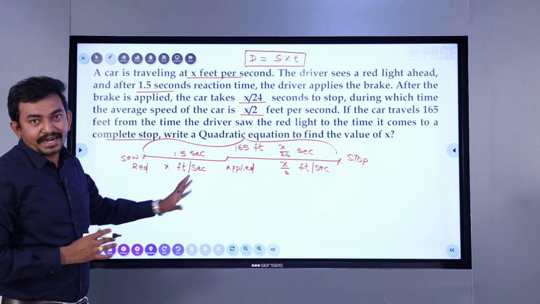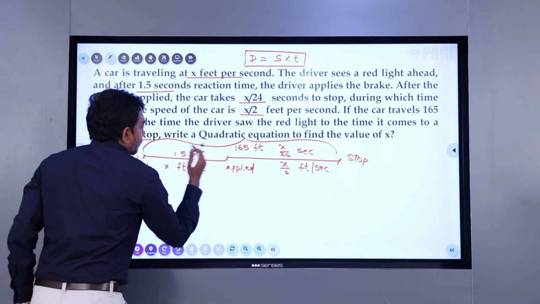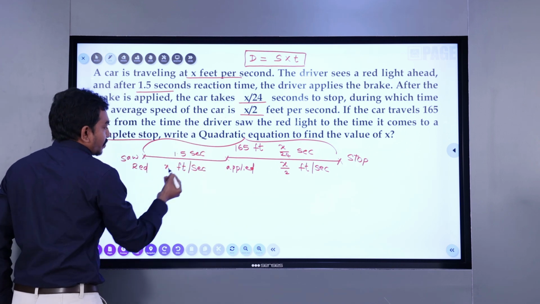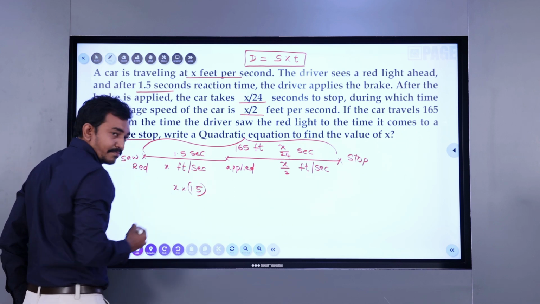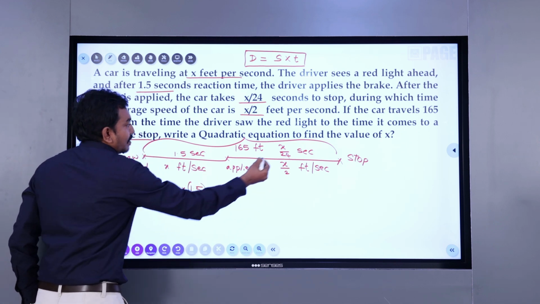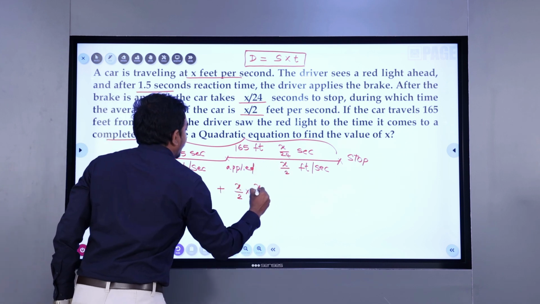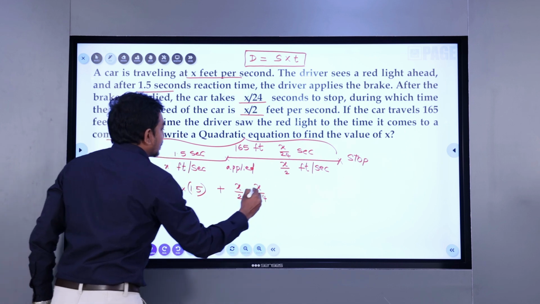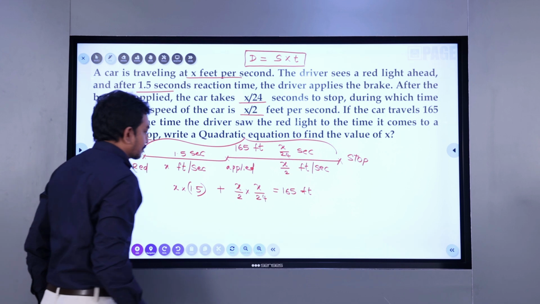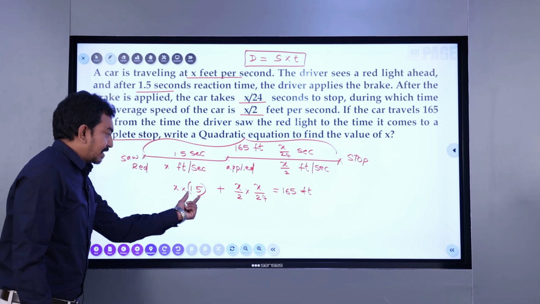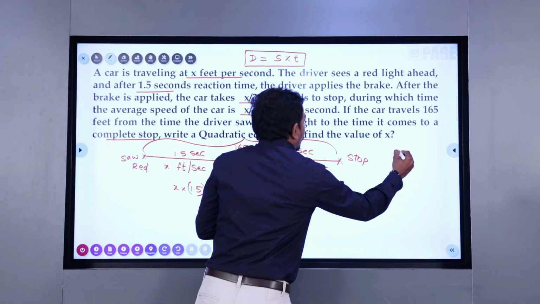Let us try to write a quadratic expression for this. What is the distance traveled from here to here? Distance is speed into time. So here speed is x, and the time taken is 1.5 seconds, plus, here speed is x by 2 feet per second, and the time taken is x by 24. This total distance traveled is how many feet? It is 165 feet. Let us try to convert this decimal into a fraction. 1.5 can be written as 3 by 2, right?